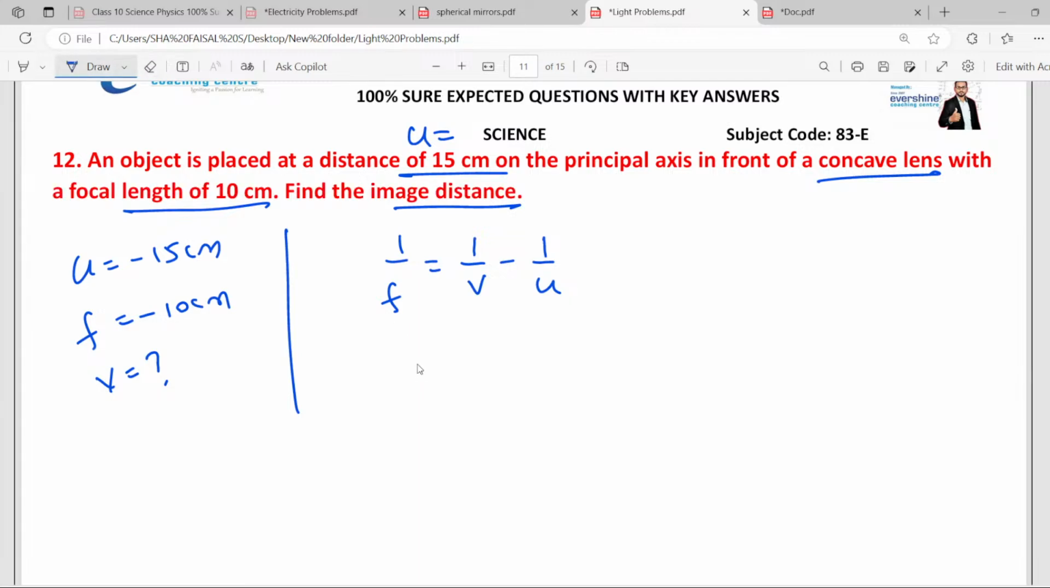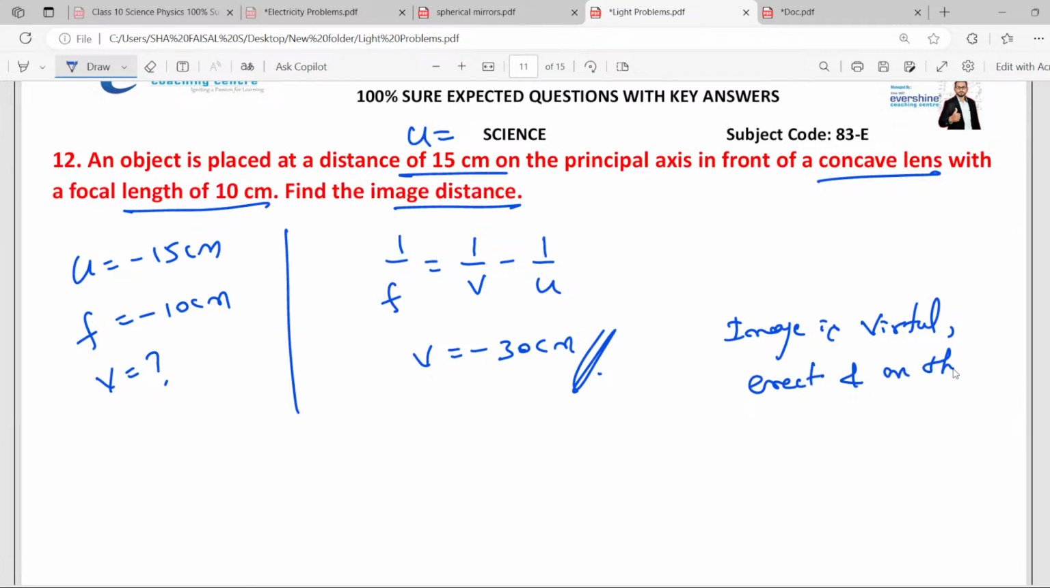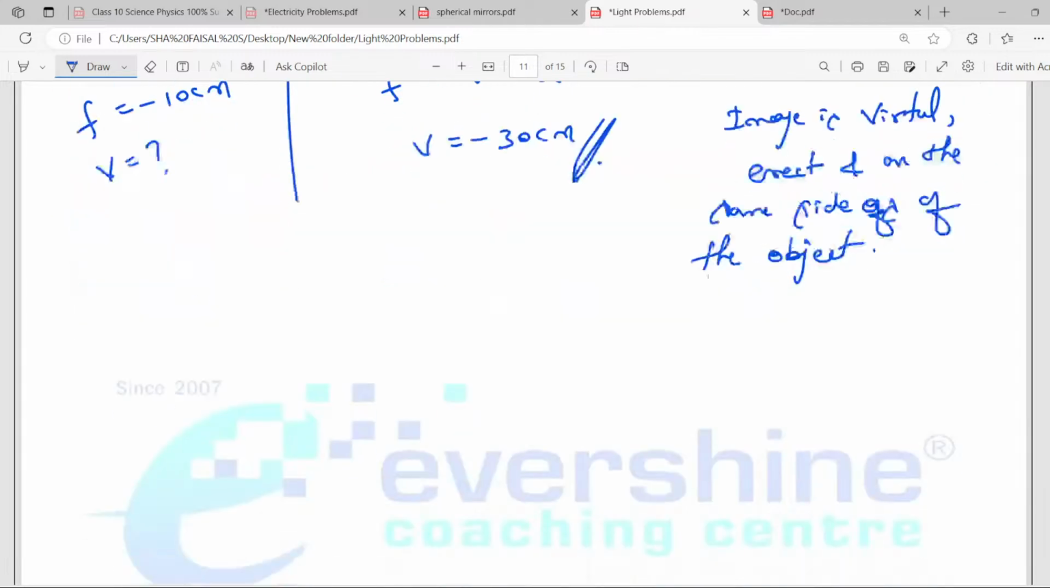Find the value of v. So you may get v as minus 30 centimeter. Since it is negative, it shows that the image is virtual, erect and on the same side as of the object. Clear?